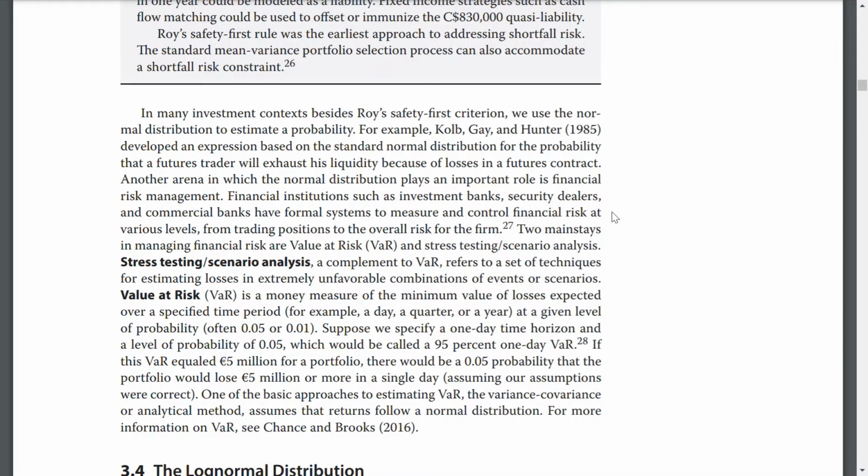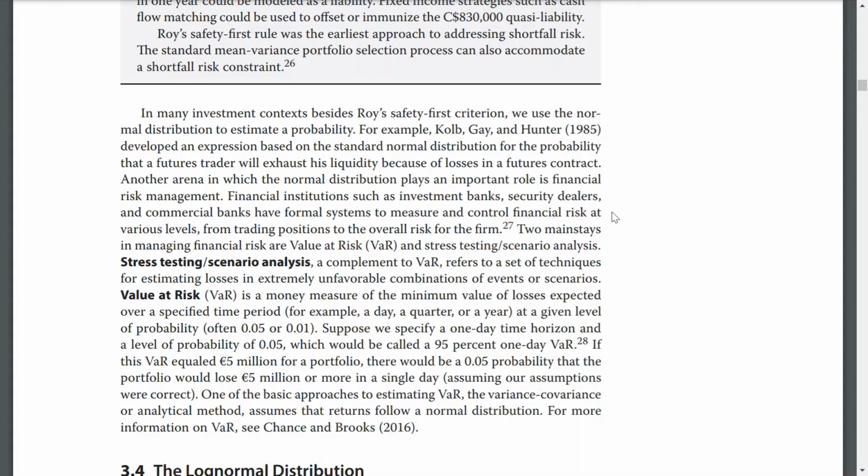For example, Kolb, Gay, and Hunter 1985 develop an expression based on a standard normal distribution for the probability that a futures trader will exhaust his liquidity because of losses in a futures contract, another arena in which the normal distribution plays an important role in financial risk management. Financial institutions such as investment banks, security dealers, and commercial banks have formal systems to measure and control financial risks at various levels, from trading positions to the overall risk for the firm.